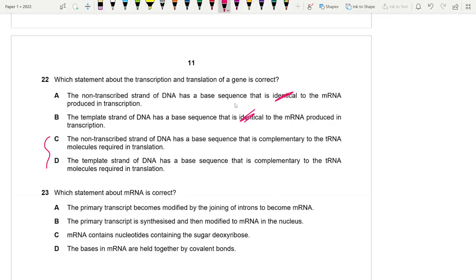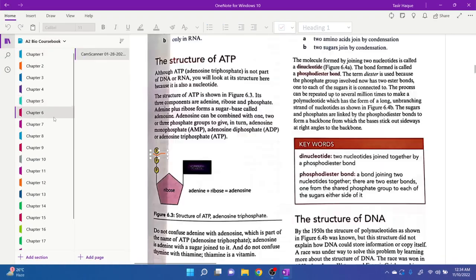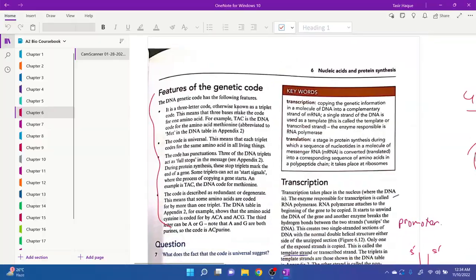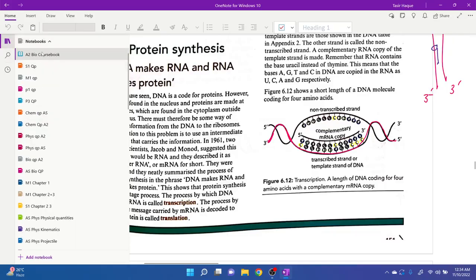So let's see, guys. This is your DNA. You have a template strand and the non-transcribed strand. Let me clarify this from the course book, since you're going to follow it. Like, where do you get this info? Check this. So you have the transcribed strand or the template strand and the non-transcribed strand. The template strand acts as a vehicle for mRNA production. Okay?